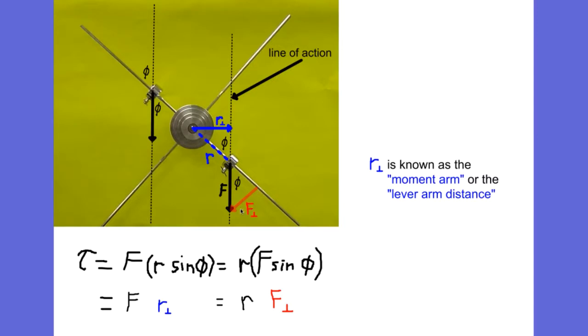So you can calculate your torque one of two ways. You can use the full value of F times R perpendicular, or you can use the full value of R times F perpendicular. Either way works, and depending on the situation, one may be easier than the other. And this R perpendicular, we give it a name. It is called the moment arm, or you could call it the lever arm distance.